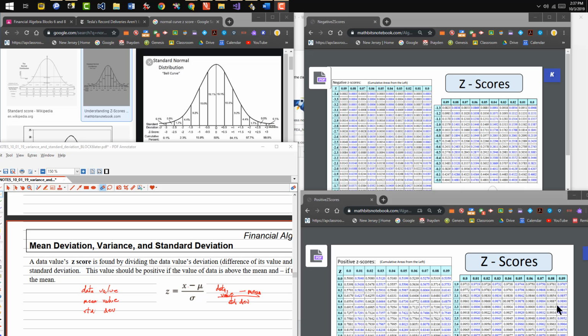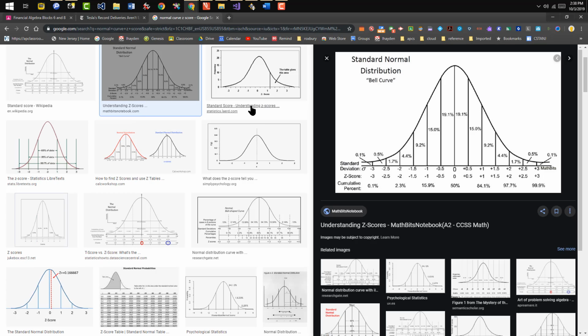Hi there, in this screencast I'm going to go over what z-scores are, what they mean, and how to use a z-score table. So the first thing that you'll want to know is what a standard distribution looks like, and what these percentages and these values underneath along the x-axis mean.